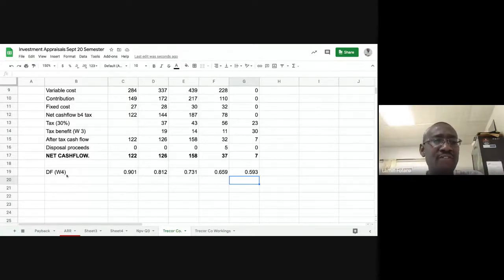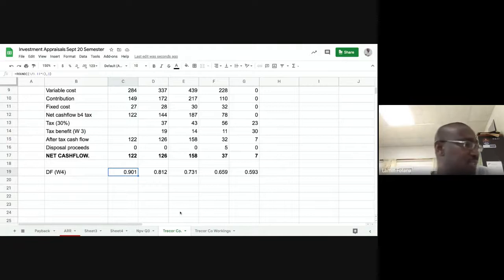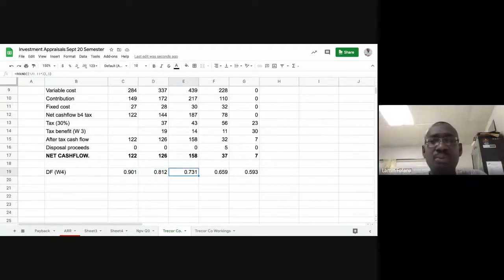Okay, so we have our discount factor for each of them: 0.901, 0.812, 0.731, 0.659, and 0.593. I hope we know how we arrived at each of them, class. So after calculating our discount factors, what next should we calculate?